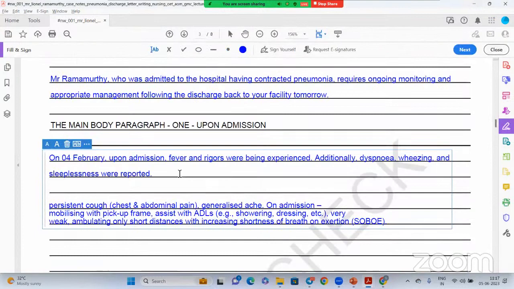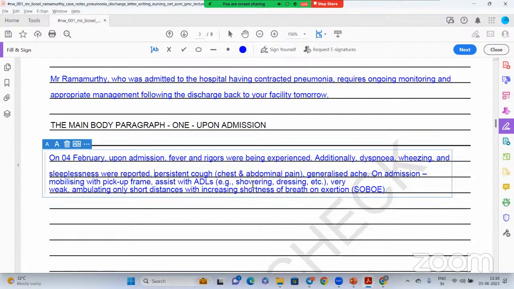Yes. Now, were reported. Then here you can say, third point. Then, persistent cough. This one you can write here. Take it here. Persistent cough. You can write that persistent cough. Chest and abdominal pain. This is because of this one. Okay? Because of persistent cough. Coughing. So, here, persistent cough. Start with capital letter P. Persistent cough. Okay.